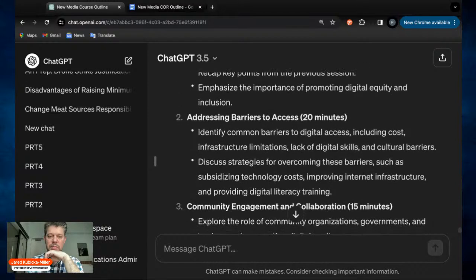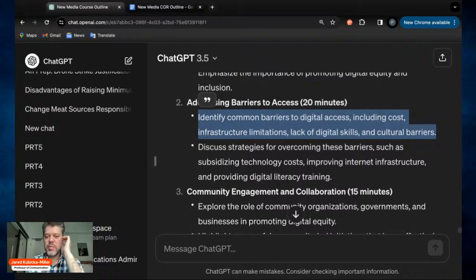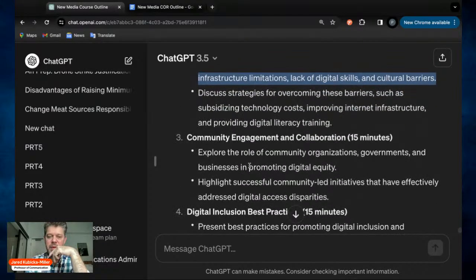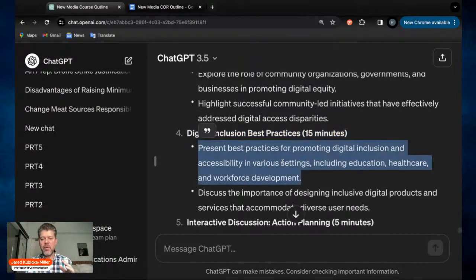Promoting equity, inclusion, barriers to access: identify common barriers like infrastructure limitation, lack of digital skills, cultural barriers, community engagement, digital inclusion best practices. I love that term, digital inclusion best practices for promoting digital inclusion and accessibility in various settings, including education and healthcare. See, look at that. That seems to be a very good overview. It's a great introduction to the second half of the semester.